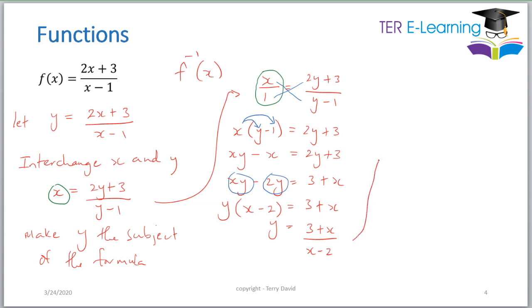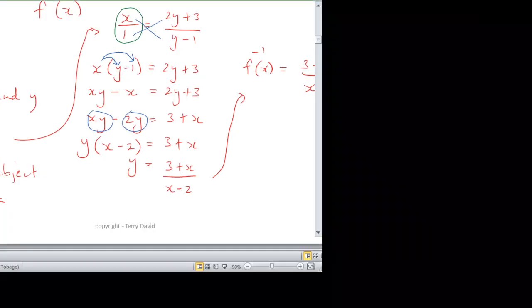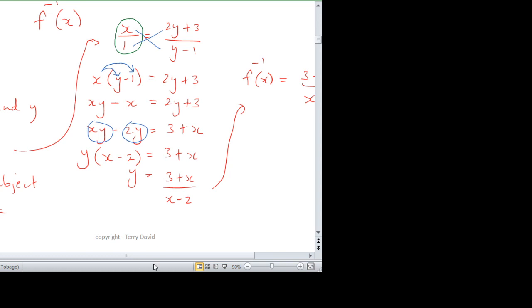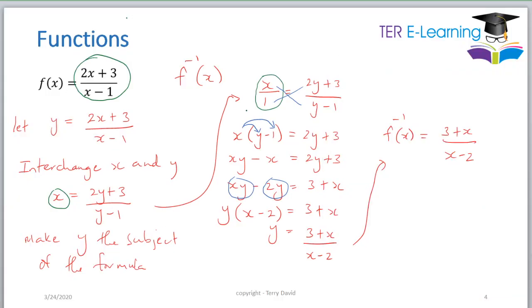And then our last step, since we made y the subject of the formula, we need to say f inverse is equal to 3 plus x over x minus 2. So this is how we find the inverse of a function that looks like this, right? It's one of the hardest inverses you will have to find. So I will do a next example to make sure you get this, right? The steps are very similar, so please make sure you know these steps.